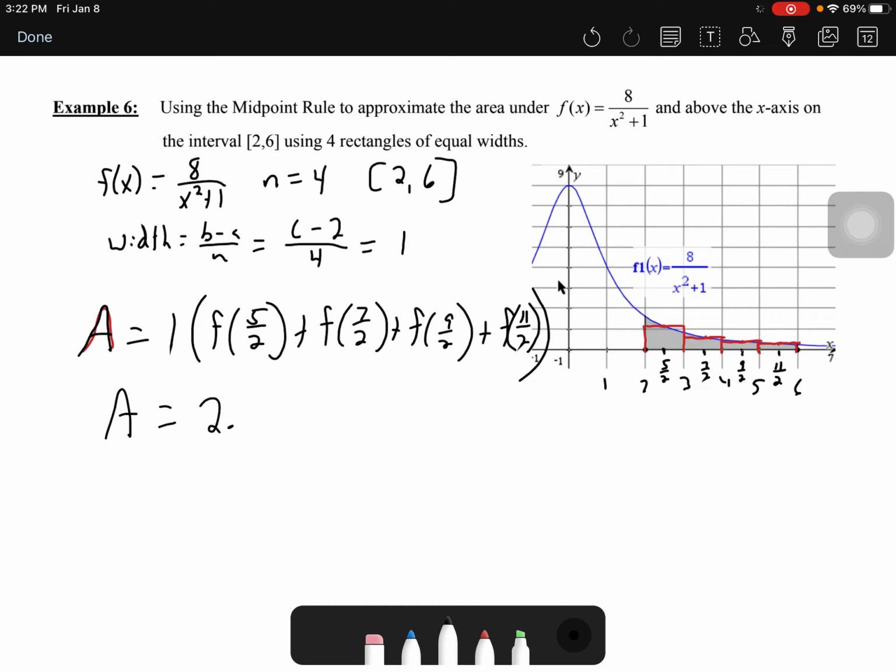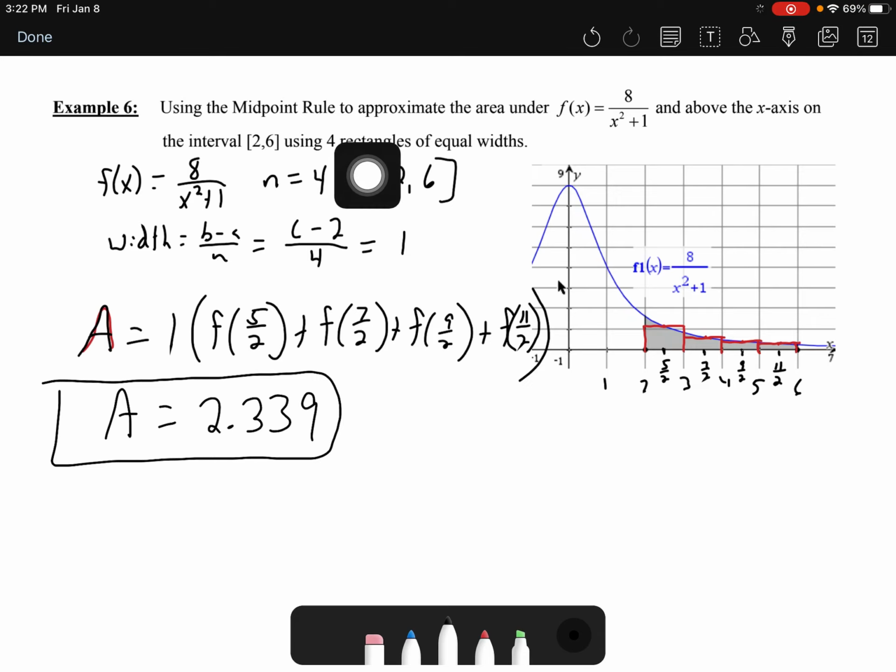So A equals 2.339. That's square units, that's an approximation for area, but it doesn't give us units, we don't really have to label anything. Okay, so that's a real quick example of using the midpoint rule to approximate that area.